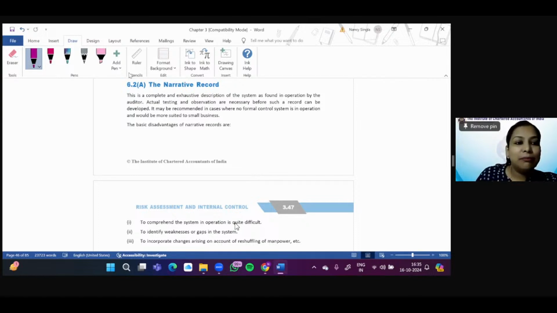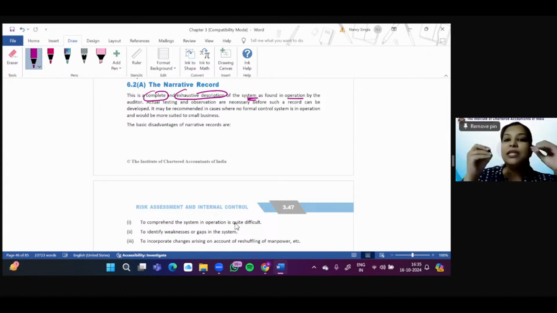So it is a complete and exhaustive description of the system as found in operation by the auditor. So see, before writing about something, you must have tested it and observed it. So actual testing and observation are necessary before such a record can be developed. Then only you will be able to tell a story, when you yourself are aware. So actual testing and observation is required, right?